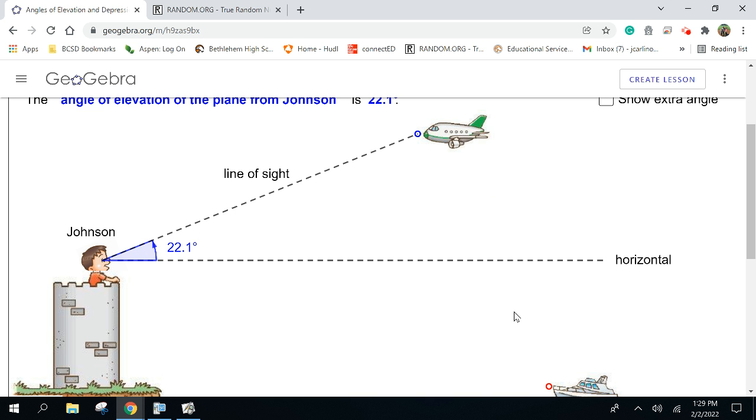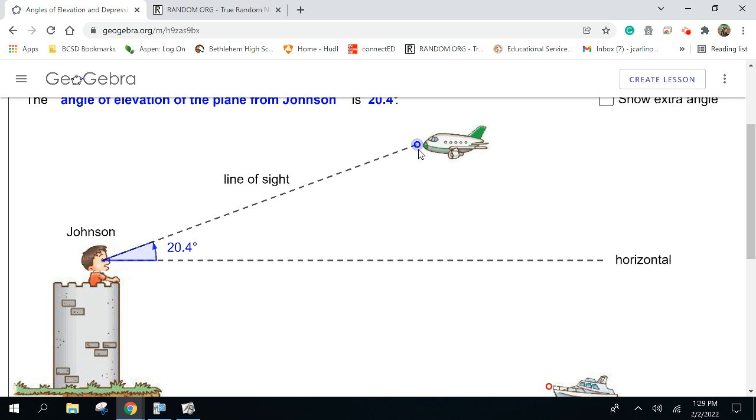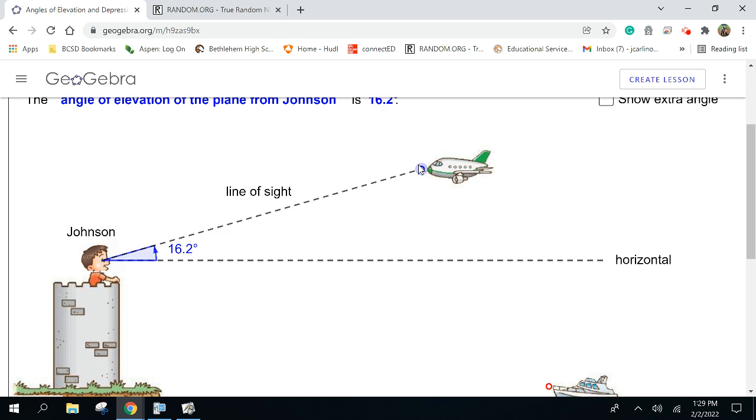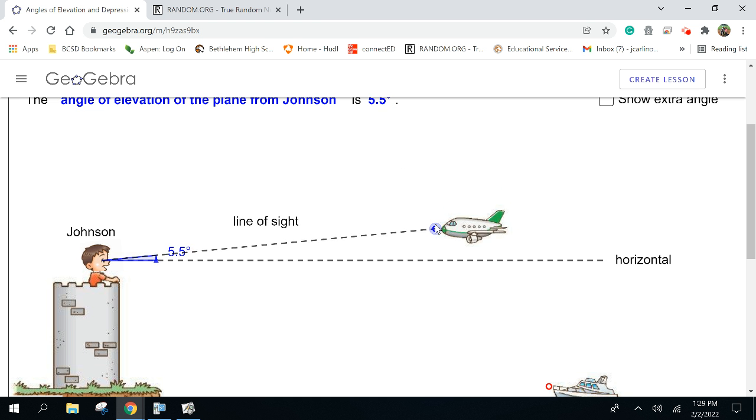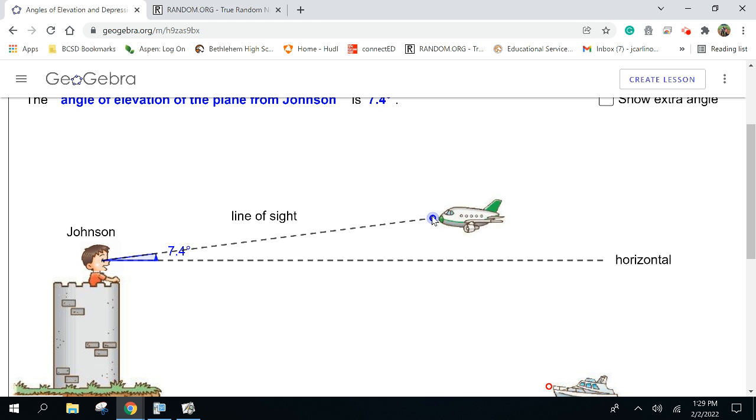There you go, looking up at the plane. Now look at what I can do with the plane. Oh, good. There you go. Oh, look. Everyone, look at this. Even the head's bobbing. Look at that. That's awesome.